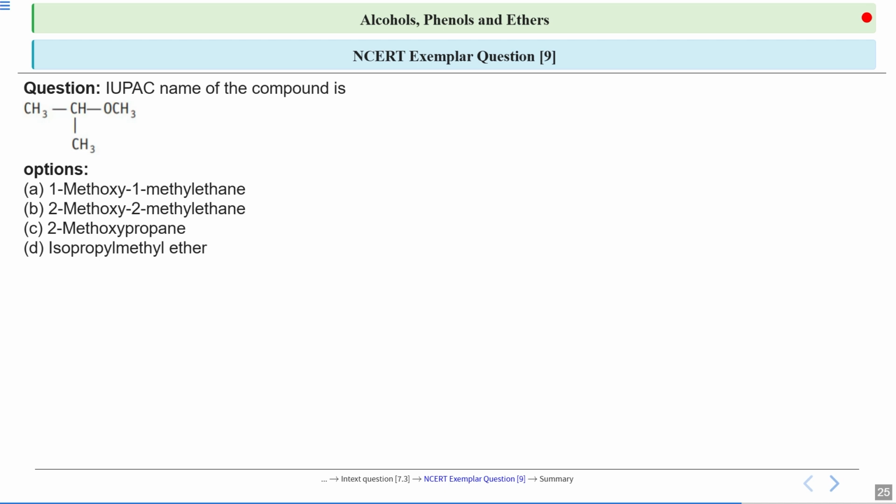Now let's see NCERT Exemplar Question number 9. The question is, the IUPAC name of the compound is, and we have given the image of the compound CH3 CH3 OCH3. You have to write the IUPAC name of this from the given options. The options are 1-methoxy-1-methyl ethane, 2-methoxy-2-methyl ethane, 2-methoxypropane, or isopropyl methyl ether.